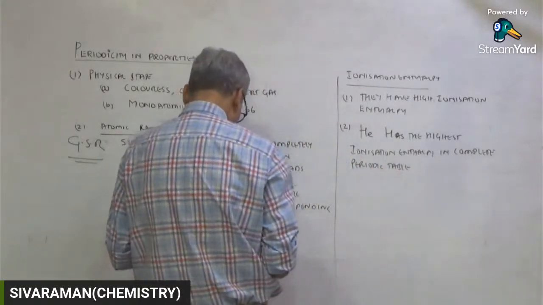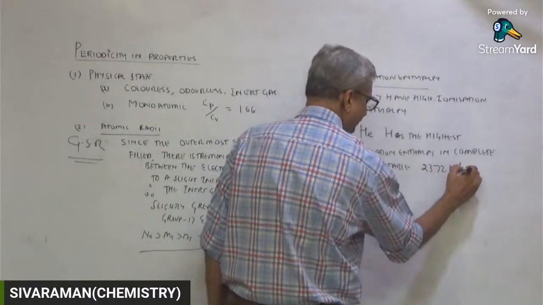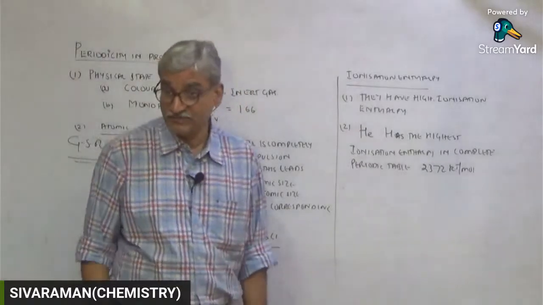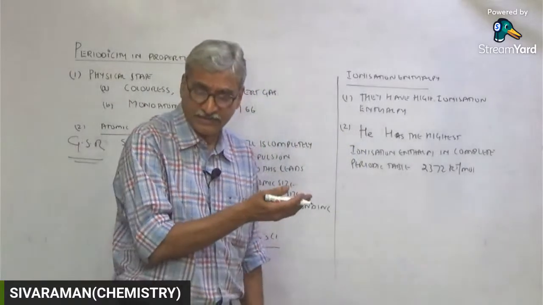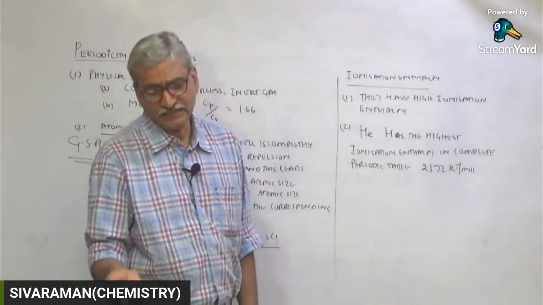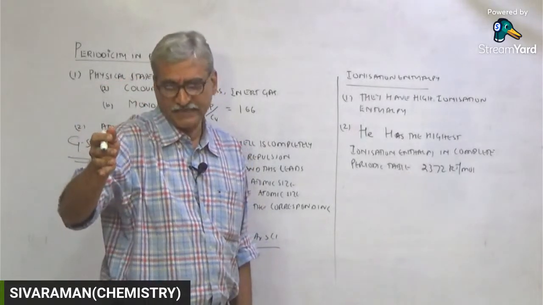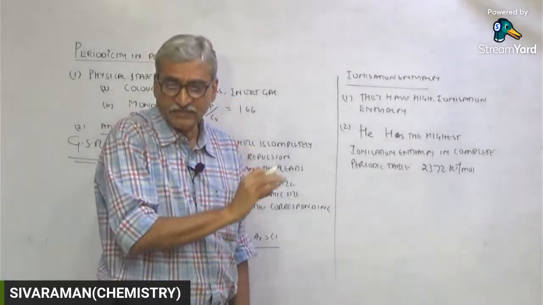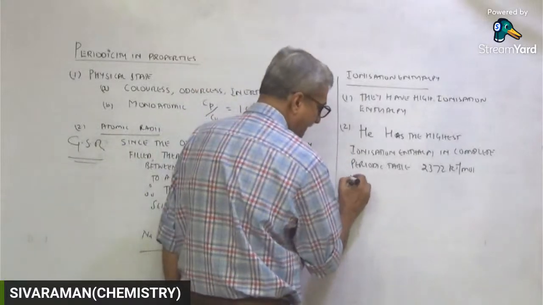How much is the value? 2372 kilojoule. Automatically you will ask me, sir, which one has the least ionization enthalpy? Francium. It is not connected to this topic, but the highest and the lowest you have to remember, like we said, fluorine has the highest electronegativity, 4, in the periodic table. These kinds of factual questions are important.